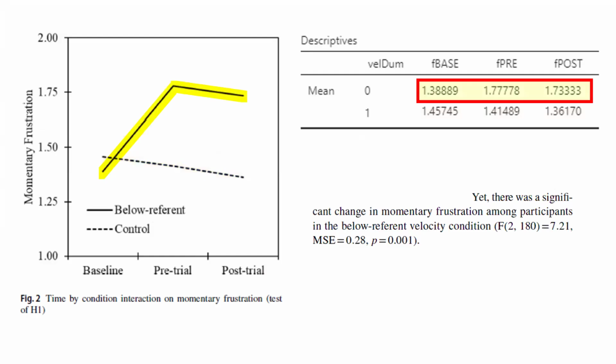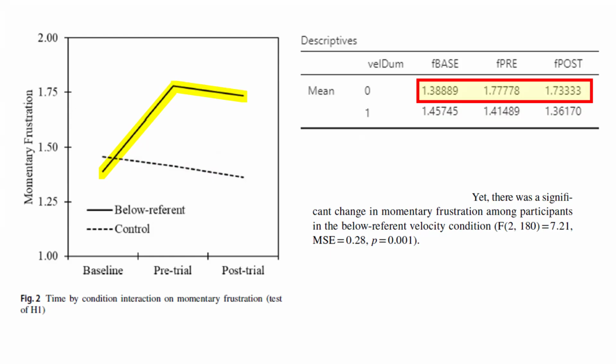Moving forward, I say, well, okay, but looking at the below reference condition, there was a significant change in frustration across time. But now, okay, there's a change. We have three means here: baseline, pretrial, and post-trial, 1.39, 1.78, and 1.73. We know that at least two of these means are different, but we don't know which ones. We need to do further follow-up tests now.